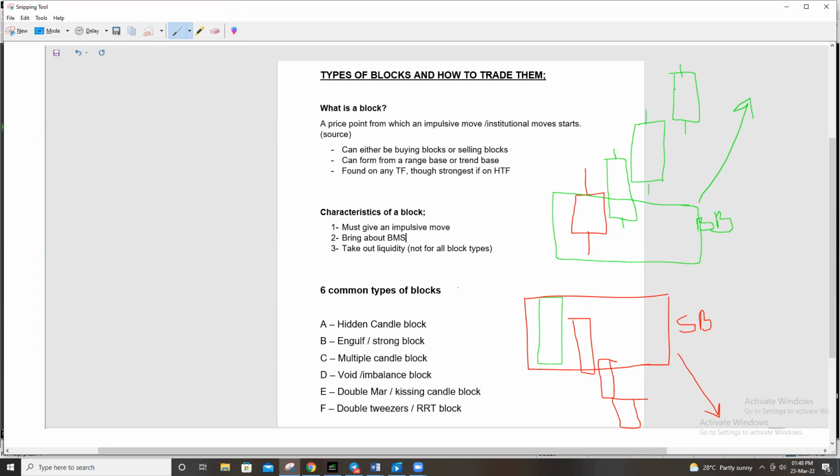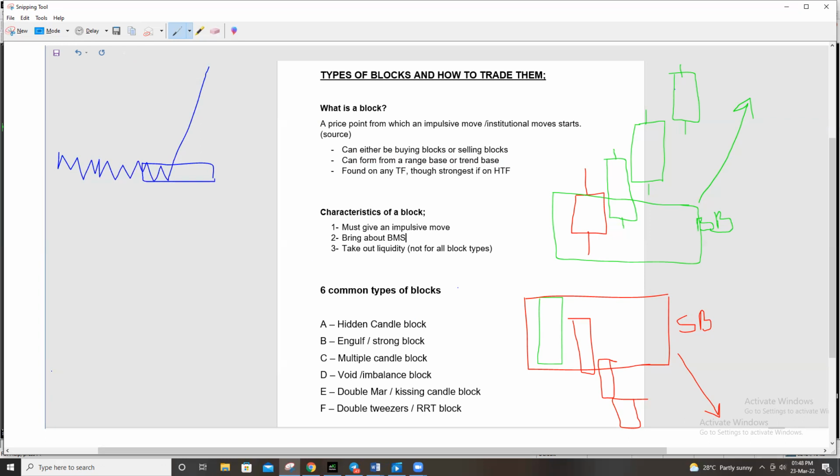Then blocks can be formed from a range base or a trend base. This is something we discussed in ebook 4, the institutional book, where we talked about the different types of bases that give us blocks. When you're talking about a range-based block, the market will be ranging, then at some point it draws an impulsive move. The block that gave us this impulsive move came from a range. So when you're drawing your block, it's from a range base.